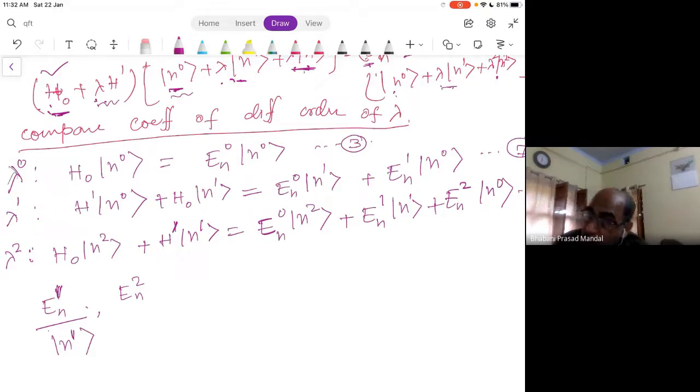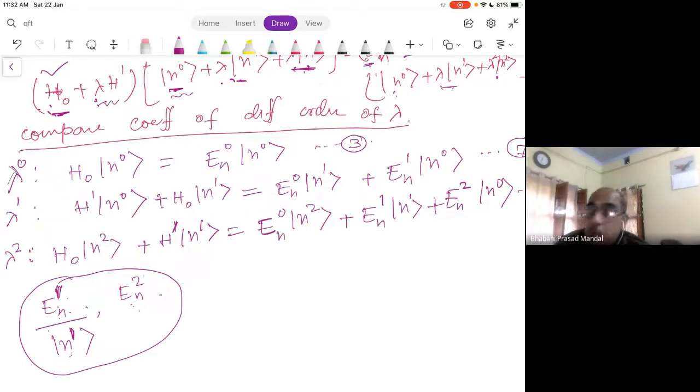Okay, so these three quantities we are supposed to calculate from these equations. Remember what the quantities are. EN1 is the first order correction to the nth energy level. N1 is the first order correction to the nth eigenfunction. EN2 is the second order correction to the nth energy eigenvalue. The second order correction to the wave function can also be calculated, but that is very lengthy and we don't need it. Mostly if you can calculate these three, then you are through in this calculation.